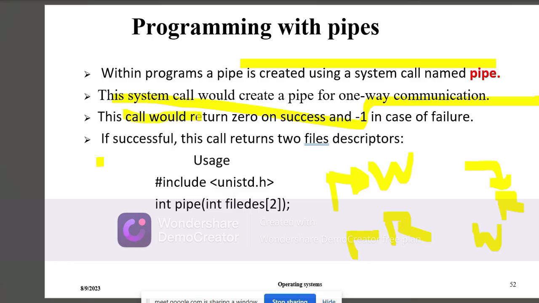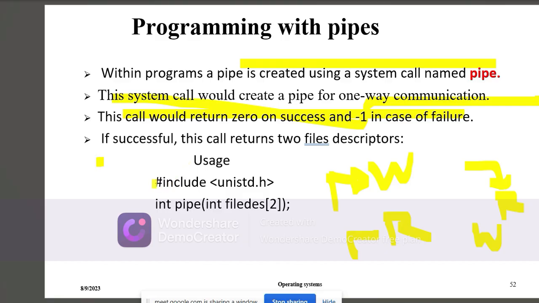So this returns a 0 on success and -1 on failure. Suppose after using the pipe system call, you are getting -1 as output. That means what? The IPC communication is not done, because of that you are getting an error as -1. And suppose you are getting a return value of 0. That means the communication between the child and parent process is done successfully.